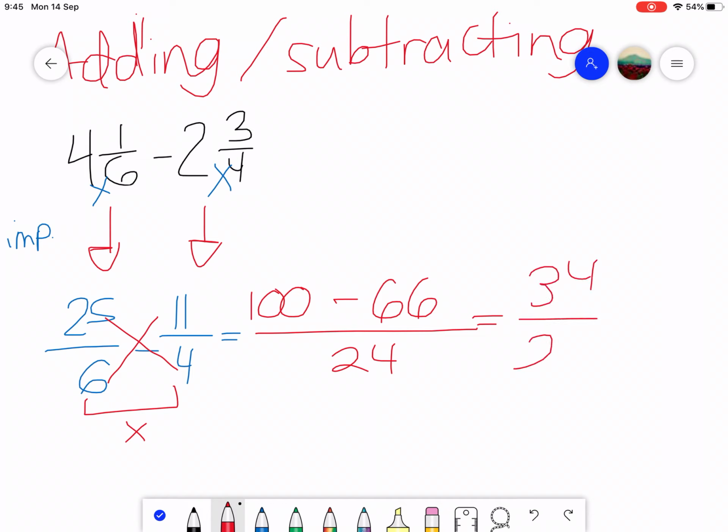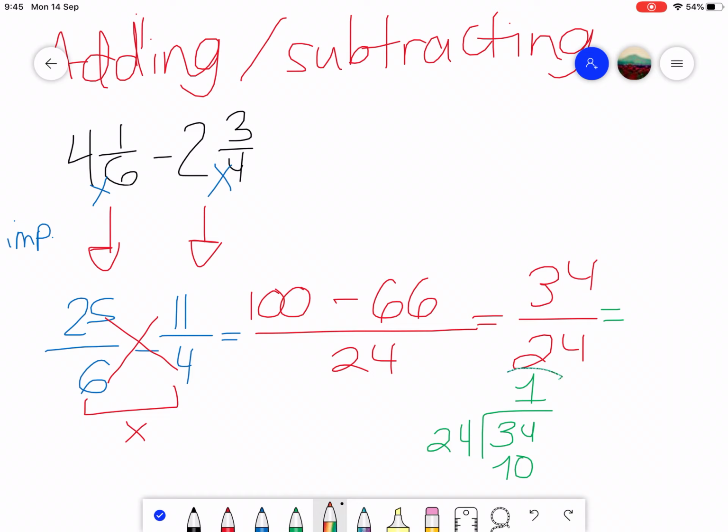34 over 24. Guys, what's gonna happen when you have this? You need to simplify this. Remember that when this number is bigger than this number, you need to divide, okay? Then I say 34 divided by 24. How many times does 24 fit in 34? Only 1. And then I am left with 10. 1 times 24 is 24. To reach 34 is 10.